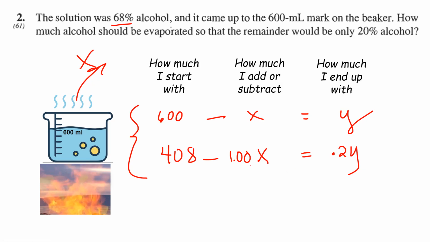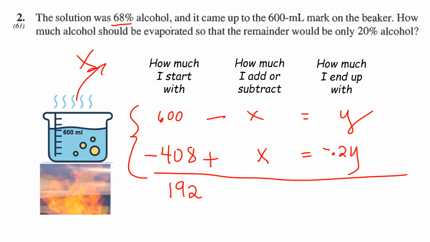All right. 1.00x is just x. So I'm going to get rid of that 1.00 because it's kind of cluttering things up. Usually I would probably multiply this whole second equation by 10. There's no reason to do it. It's simple enough already. So what I'm going to do is just multiply the whole second equation by -1 so that I can cancel out the x's. So negative, positive, negative. And when I do that, if I add these two equations together, the x's go away and I end up with 192 here. And over here, 1y minus 0.2y is 0.8y. Divide both sides by 0.8, 240 milliliters.